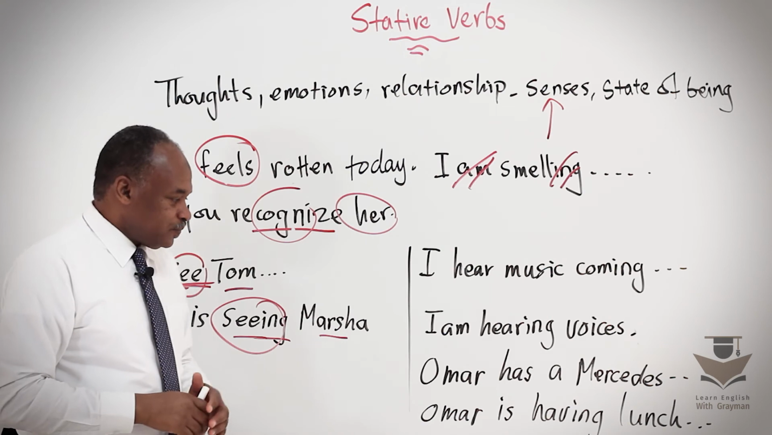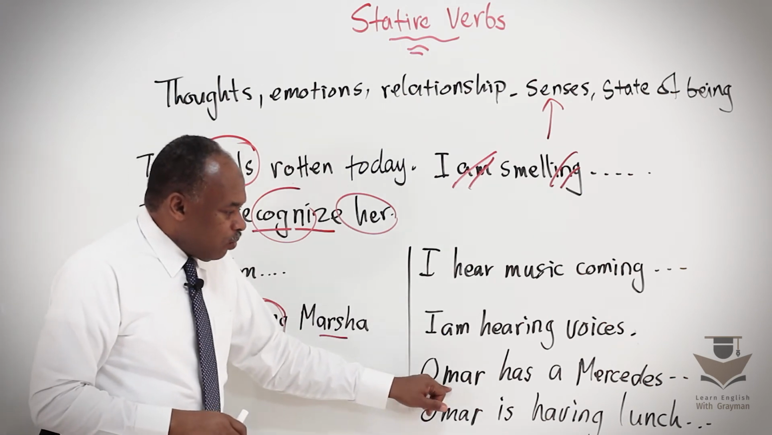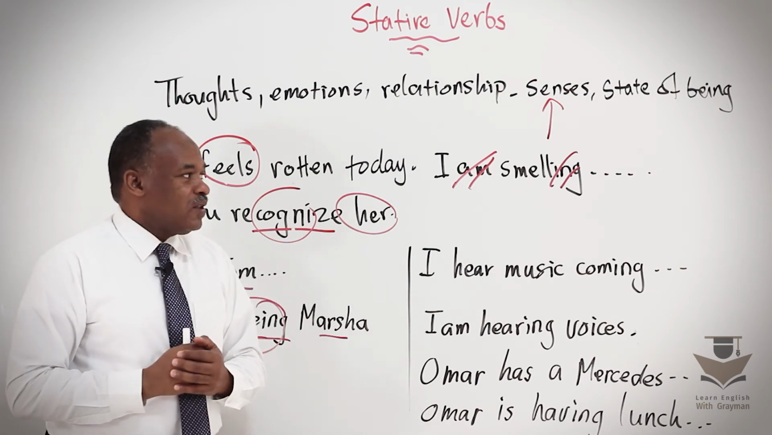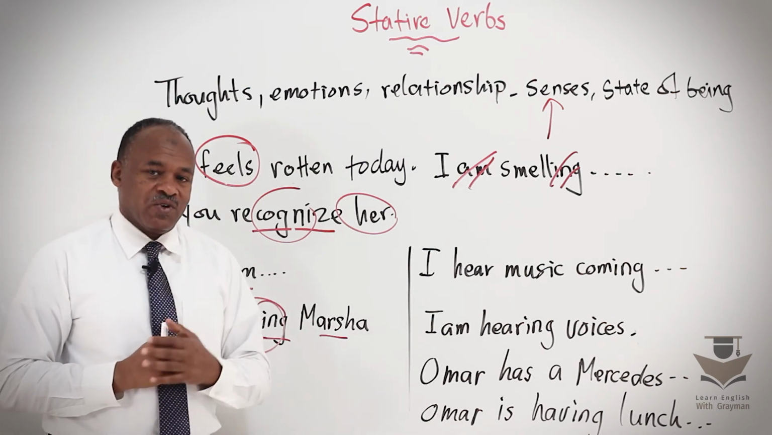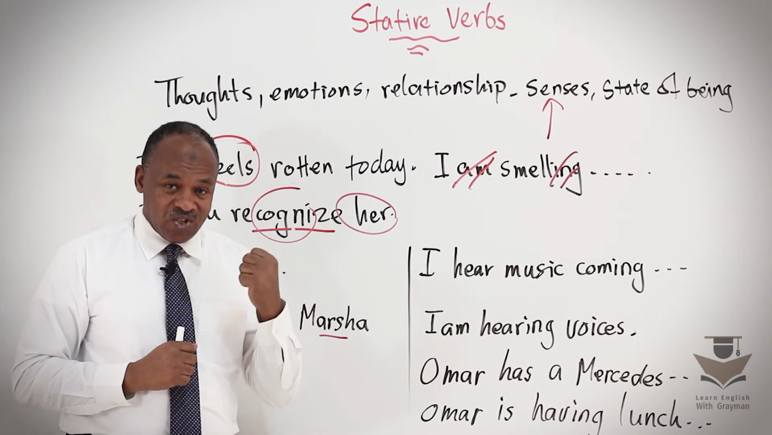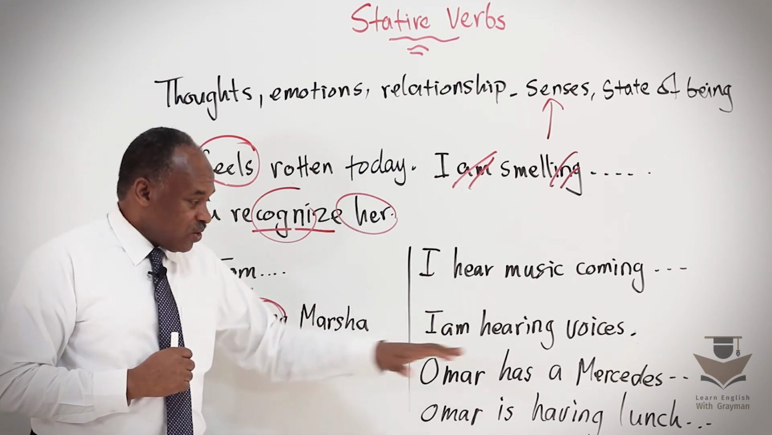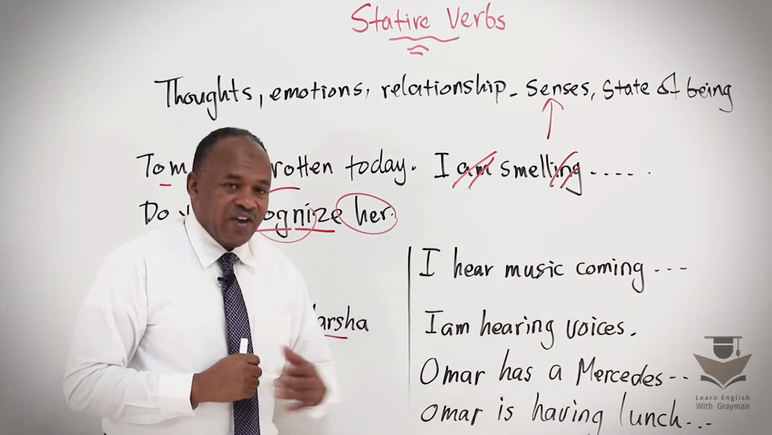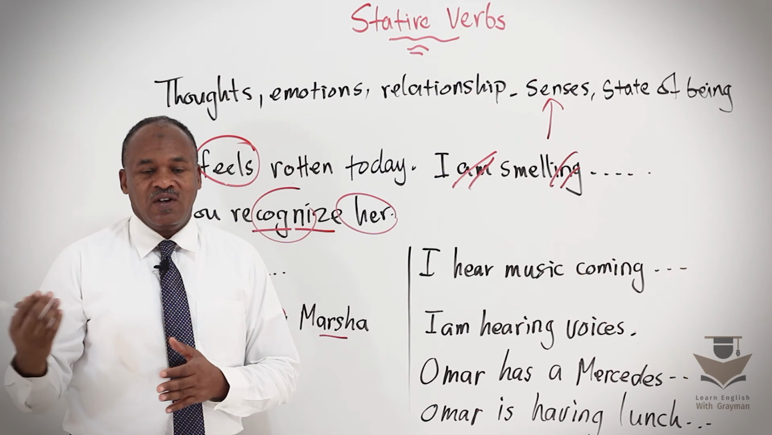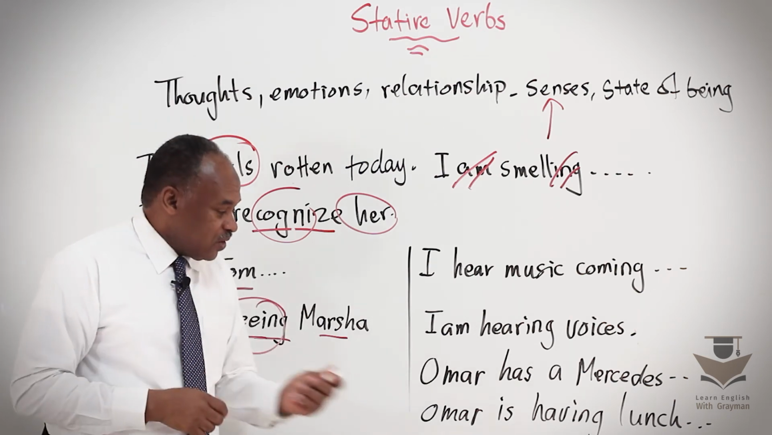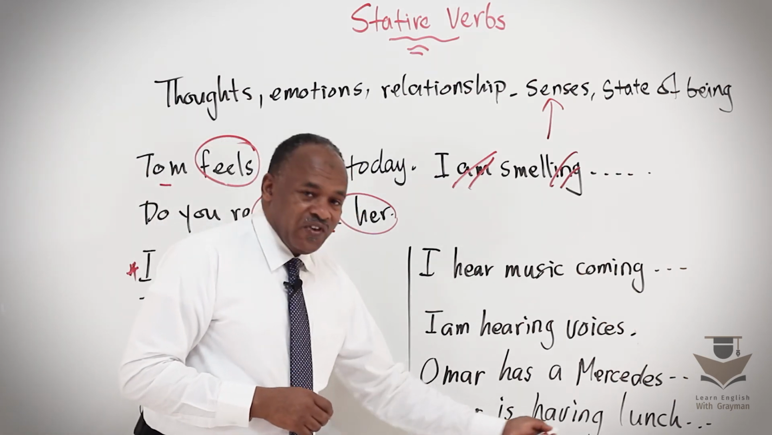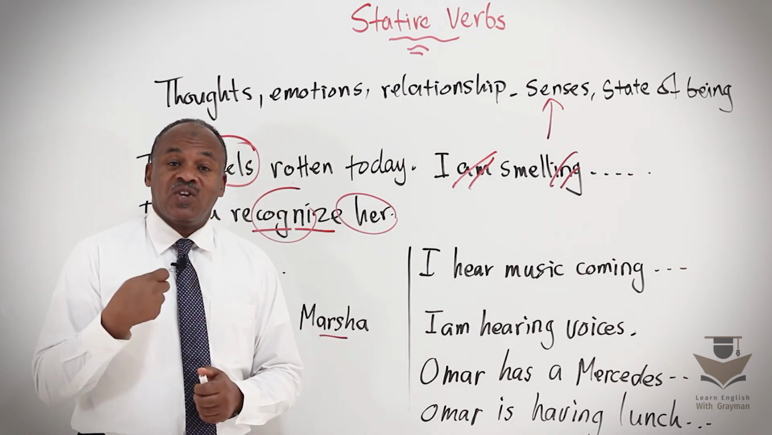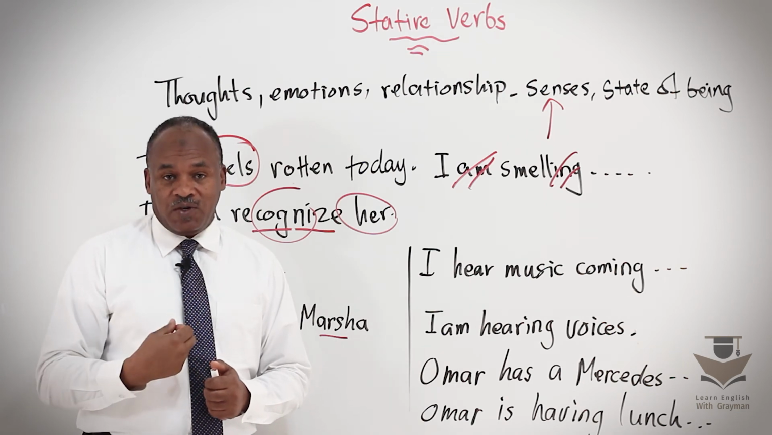One more example. If I say, Omar has a Mercedes, that means Omar owns a Mercedes. He has got a Mercedes. His car is a Mercedes. Okay, that's talking about ownership here. But if we say, Omar is having lunch with his friends right now, here we use having as if it is a main verb. That means he's eating lunch. It has nothing to do with ownership.